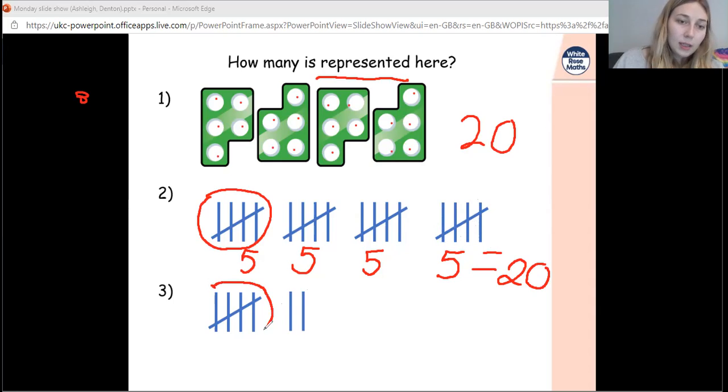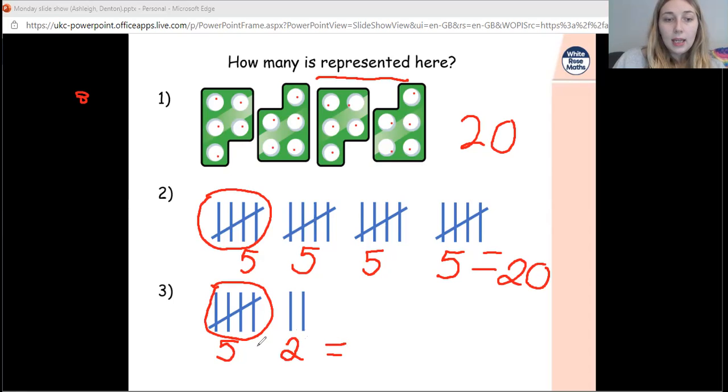We've just looked at this. Can you tell me what this represents? What does this tally mark show us? Good, 5. If you were to count the lines, we would have 5 lines. Now, if we have 5, when we have 5 lines like this, what do we reckon 2 lines represents? Good, 2 lines represents 2.